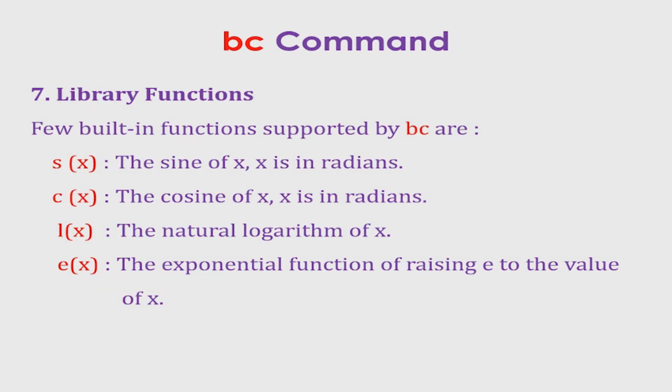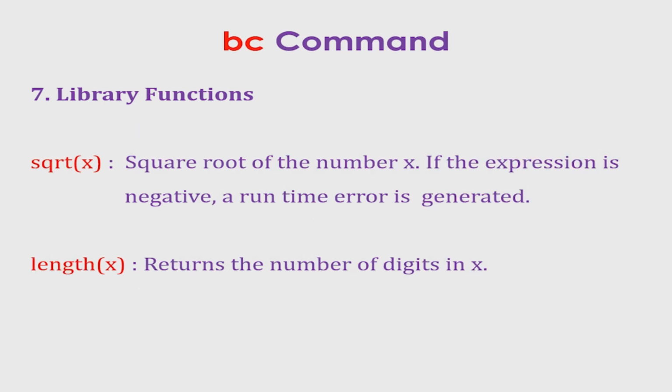The BC command has its own set of library functions. To state a few functions, S of x will return the sine of x where x is in radians. C of x will return the cosine of x where x is in radians. L of x will return the natural logarithm of x. E of x will return the exponential function of raising e to the power x. SQRT of x will return the square root of the number x. Length of x will return the number of digits in x.